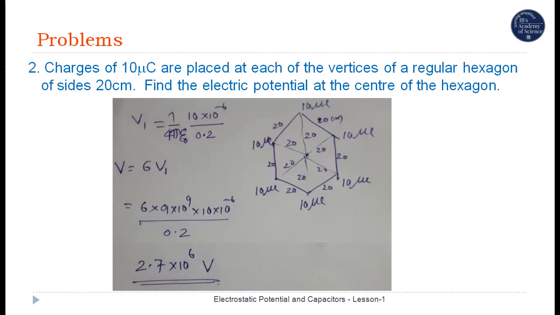Now there are 6 corners, 6 charges are placed at 6 vertices. Therefore, the net potential is 6 times V1. So V is equal to 6 into V1. That is 6 into 9 into 10 to the power of 9 into 10 to the power of minus 6 divided by 0.2. That is 2.7 into 10 to the power of 6 volts. That is the net potential at the center of the hexagon.